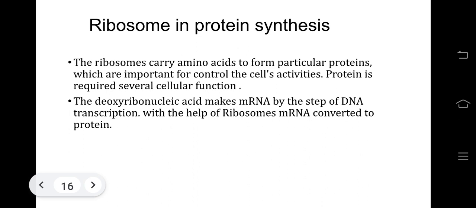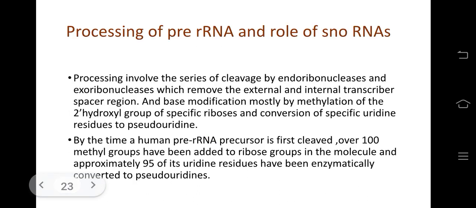Processing of pre-rRNA and role of snoRNAs. Processing involves a series of cleavages by endoribonuclease and exoribonuclease, which remove the external and internal transcribed spacer regions, and base modification, mostly by methylation of the 2' hydroxyl group of specific ribose and conversion of specific uridine residues to pseudouridine. By the time a human pre-rRNA precursor is first cleaved, over 100 methyl groups have been added to ribose groups in the molecule, and approximately 95 of its uridine residues have been enzymatically converted to pseudouridines.